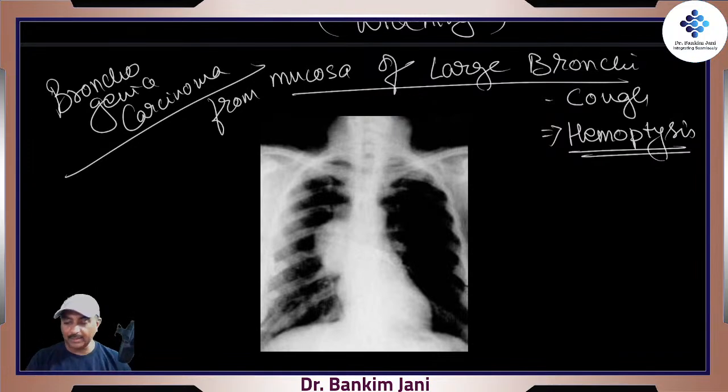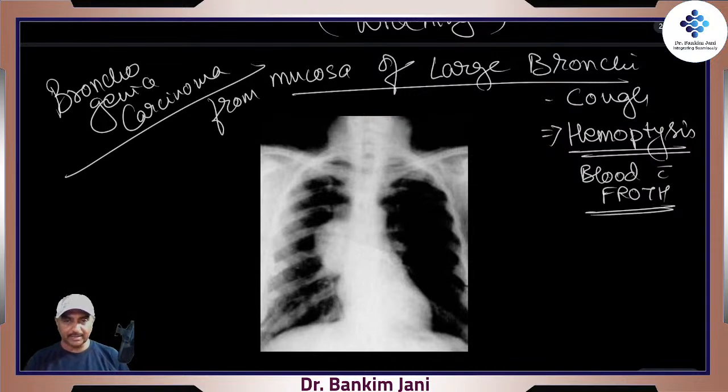When it is coming from lungs, the blood would be associated with froth. And when it is hematemesis, that blood would be frank blood, because it is coming straight away from the stomach. So here it would be with the froth.